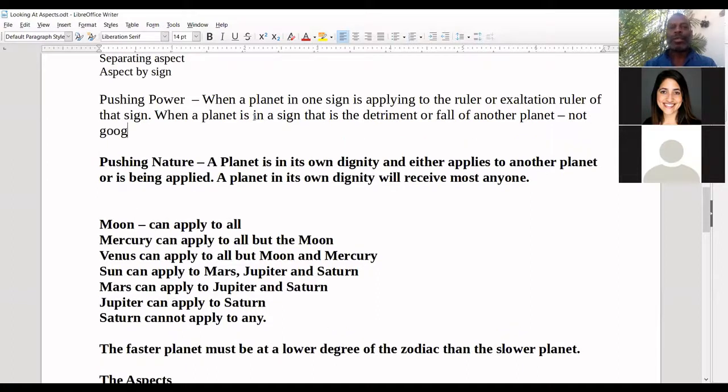Not good. So that's exactly the opposite, right? And they're coming. So when a planet is in a sign that is a detriment or fall of another planet and is applying to that planet, not good. And I'm going to show you an example of this.